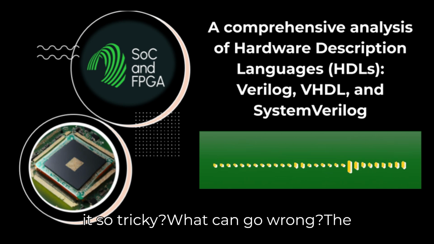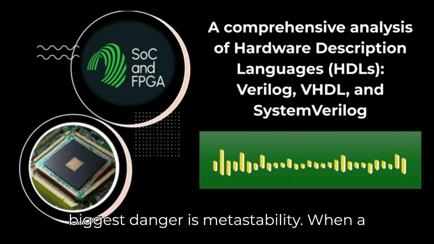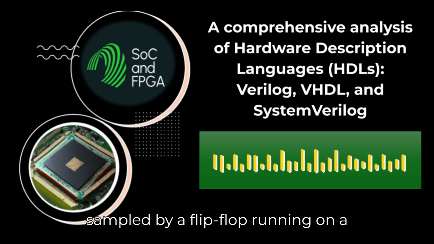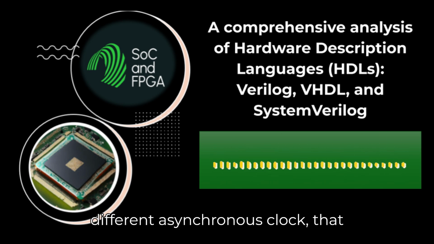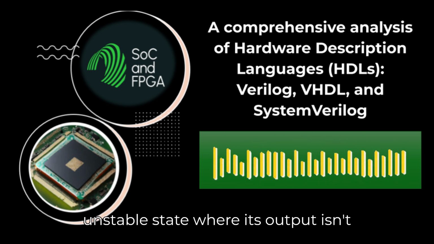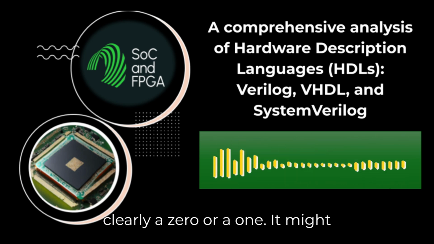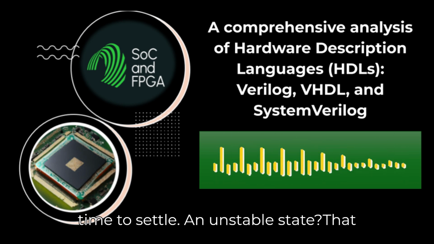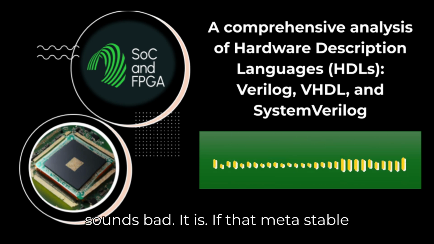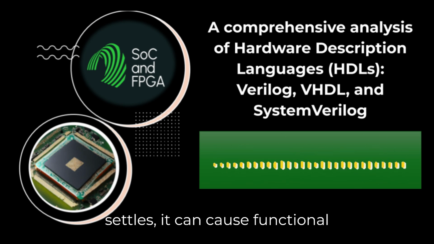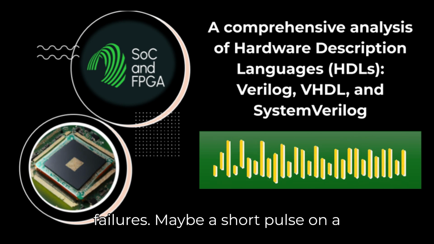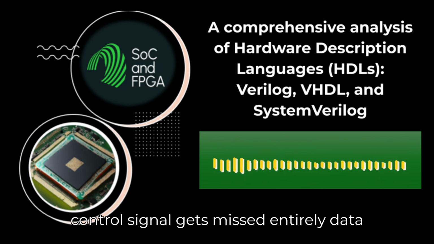What can go wrong? The biggest danger is metastability. When a signal generated by one clock domain is sampled by a flip-flop running on a different asynchronous clock, that sampling flip-flop can enter a weird, unstable state where its output isn't clearly a 0 or a 1. It might oscillate or take an unpredictably long time to settle. An unstable state. That sounds bad. It is. If that metastable signal feeds into other logic before it settles, it can cause functional failures. Maybe a short pulse on a control signal gets missed entirely, data loss.